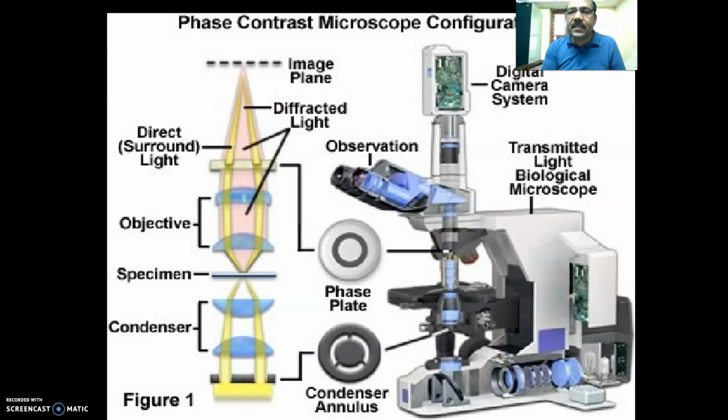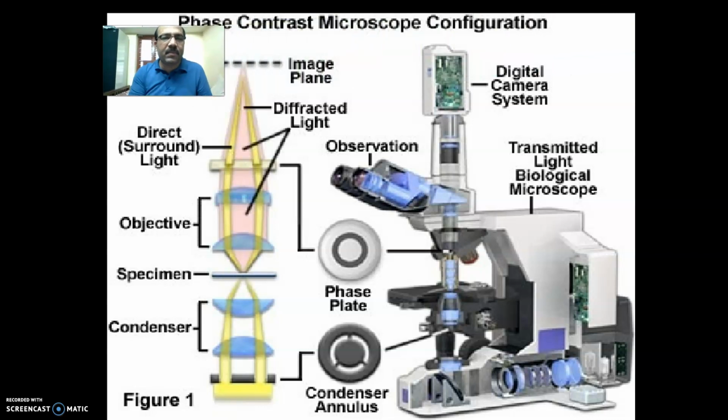And this is actually the basic structure of the phase contrast microscope. We can simply see that the phase contrast microscope contains a digital camera system and a transparent light biological microscope. Another important thing is that it contains two important apparatus, that is condenser annulus and phase plate. This is very important as far as microscopes are concerned. That is condenser lens and phase plate. What is actually the condenser lens? This lens is very important because these two lenses are creating the image.